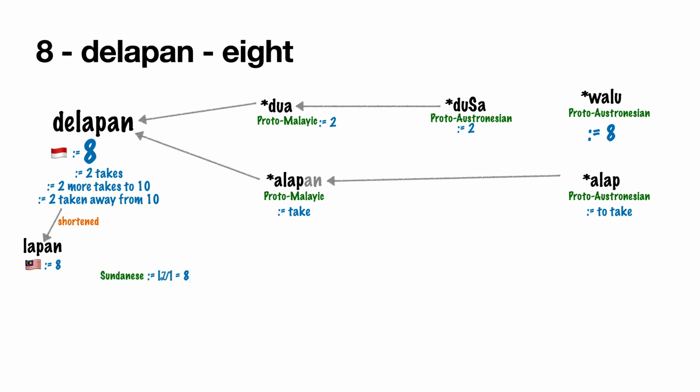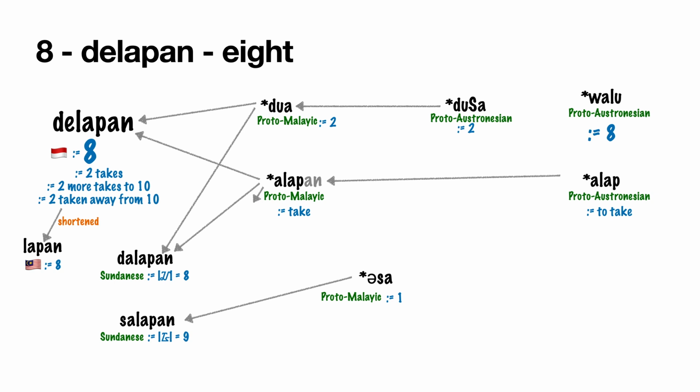Sundanese also has the same root for its word dalapan, and even more consistently, Sundanese also has the same structure for its word 9, salapan. It comes from words asa, alapan, or asha and alap, means one taken away from 10.